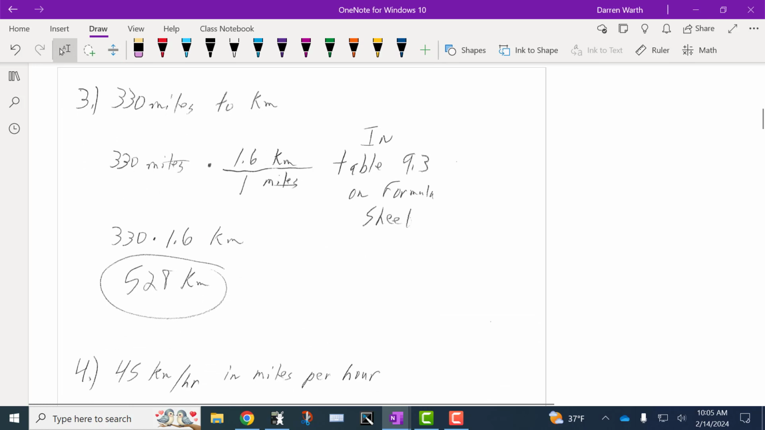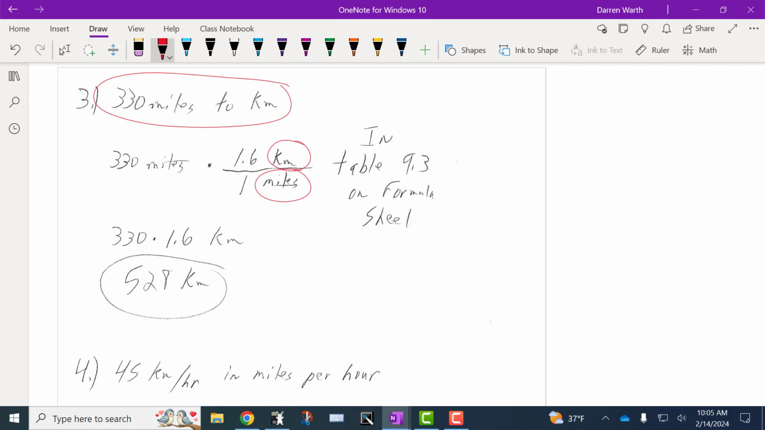On this next problem, it says we want to convert from 330 miles to kilometers. So again, go ahead and put the unit that you want to keep in your numerator, and the unit that you want to get rid of, you put in your denominator. I put kilometers in my numerator because I want to keep that unit. I put miles in my denominator because I want to go ahead and get rid of that unit.